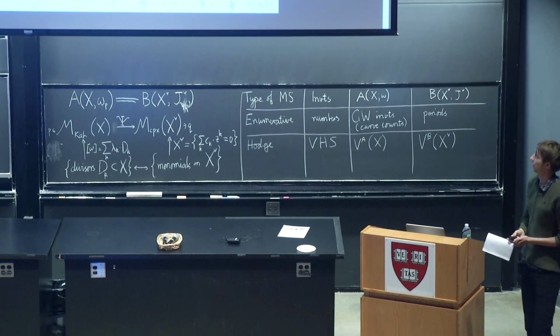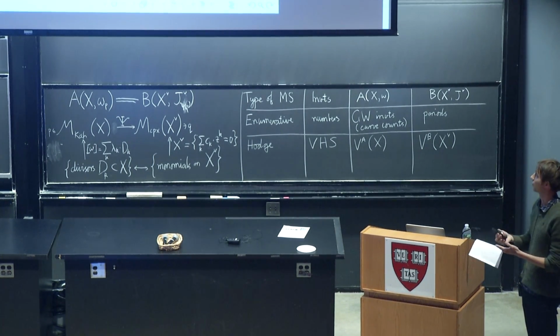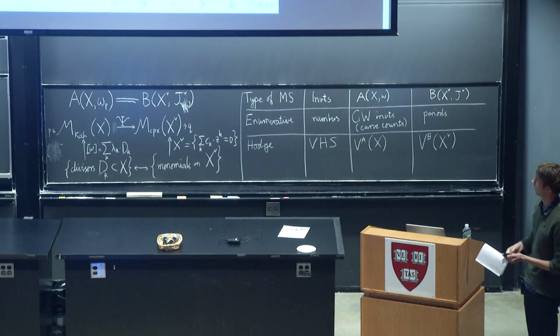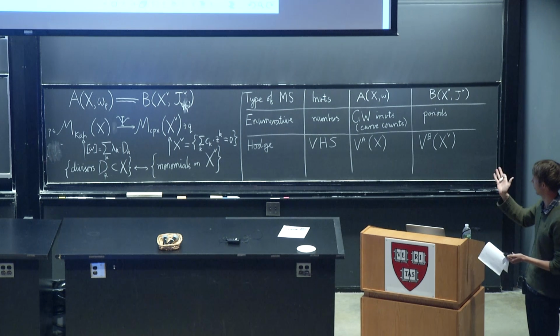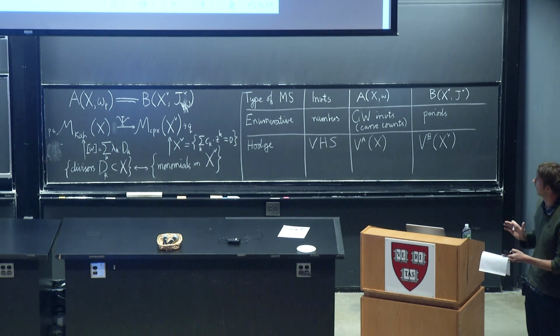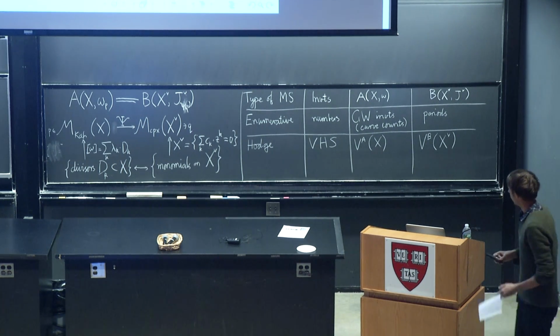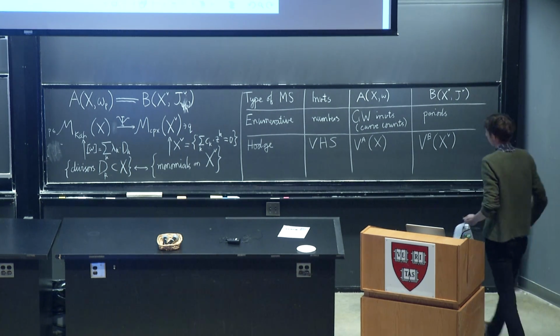And it's actually equivalent to the enumerative version. There's some procedure for extracting numbers from a variation of Hodge structures which recovers the enumerative version of mirror symmetry. I'll say a little bit more about that in a second.